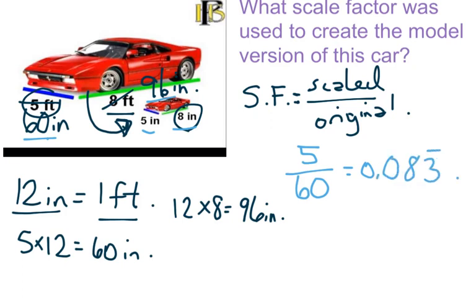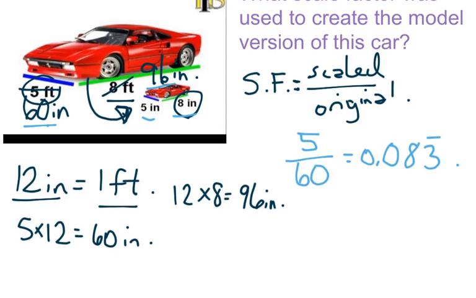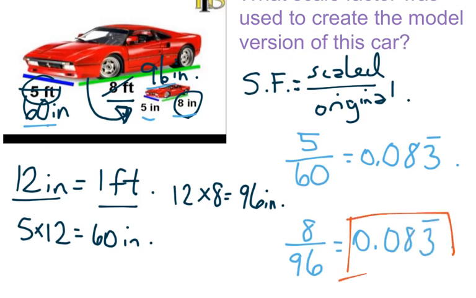0.083 repeating. So it's a really small scale factor, which makes sense because the little model of the car is way smaller than how it used to be. I mean compared to the actual car size. Now I want to show you that you should get the exact same answer if we chose the other distance, the 8 inches. So if we do 8 divided by 96, let me just calculate that. And we do. We get the exact same answer, 0.083 repeating. So that's the scale factor that was used to make the model version of the car.